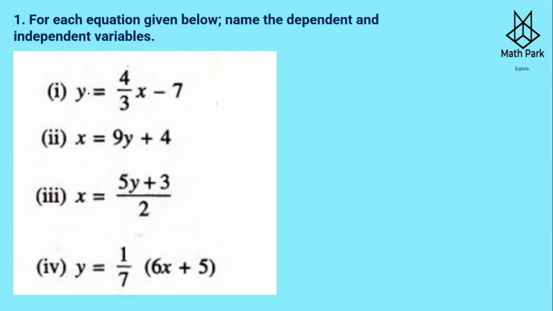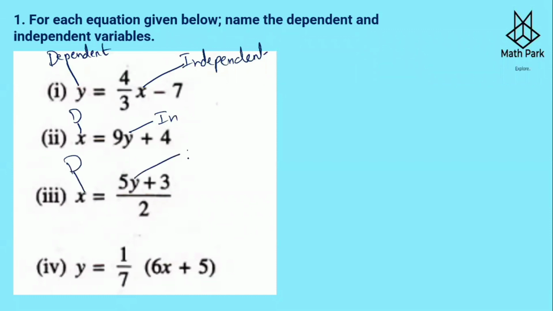Here y is the subject. Whichever is the subject is our dependent variable, so y is dependent and x is independent. Whichever variable is alone on the left-hand side, with everything else on the other side, is the dependent variable. Now here x is dependent and y is independent. Again here x is dependent and y is independent. Here y is dependent and x is independent. Easy, right? Whichever is the subject is dependent, and the other is independent.